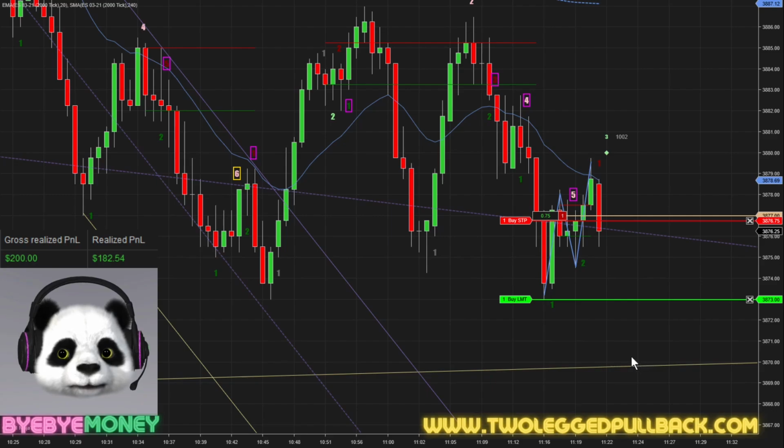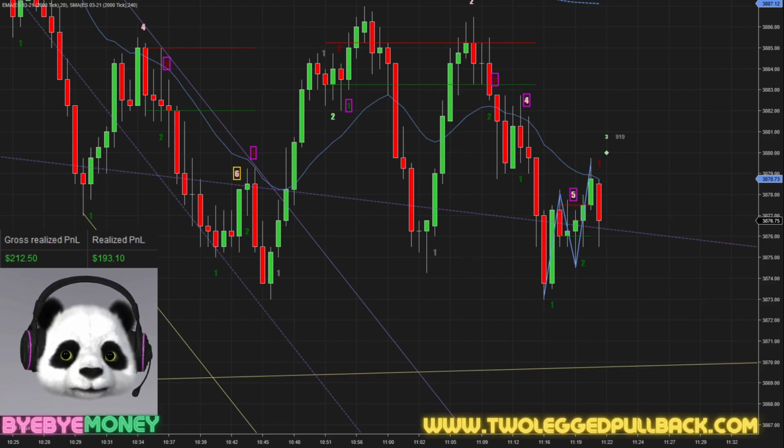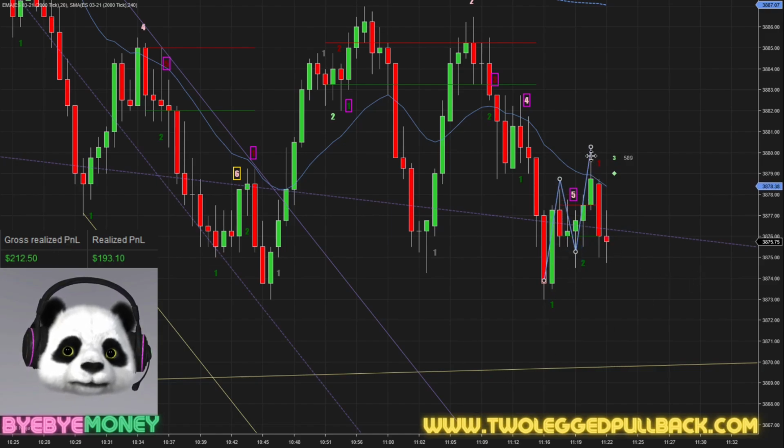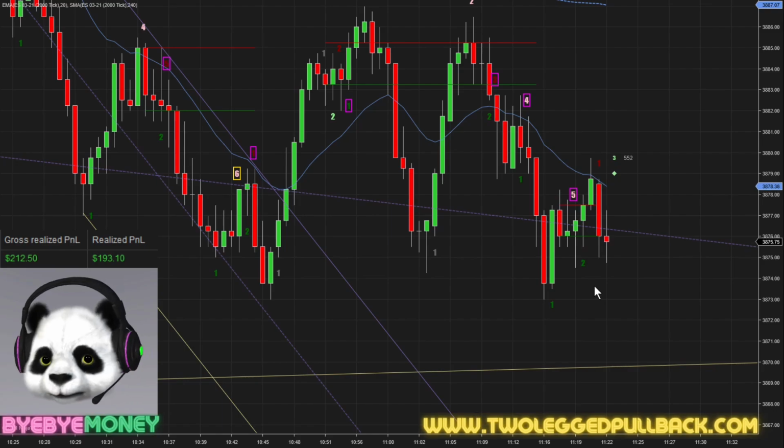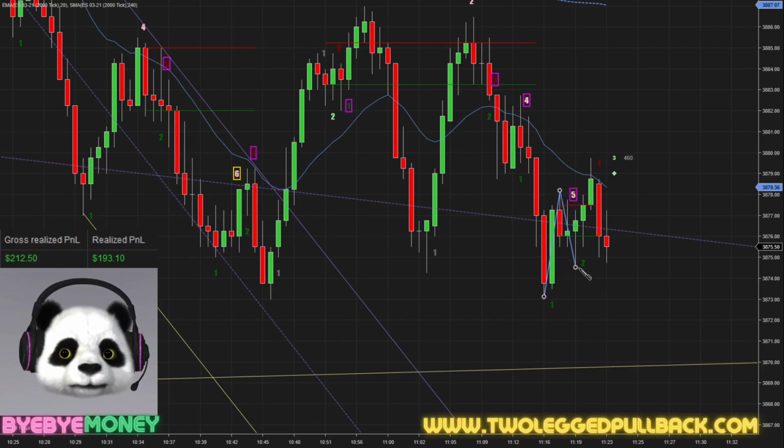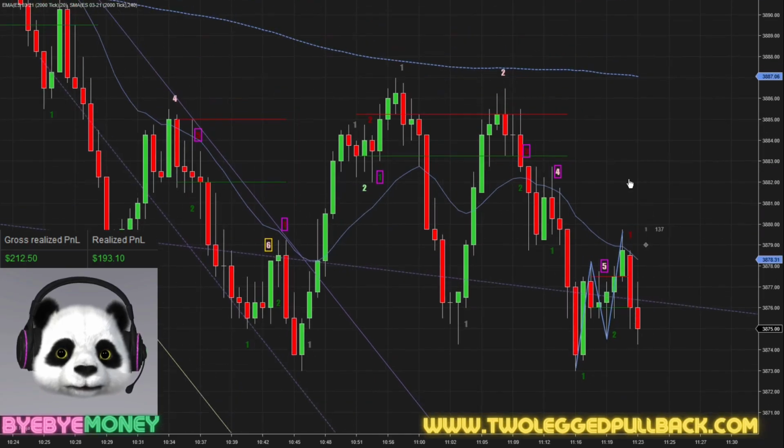Downtrend. Runner got stopped out. So yeah, there's a two-legged pullback here. A, B, C. Broke below. Small trading range, but enough to make a point here. And off the 20 MA, plus downtrend, lower highs, lower lows.